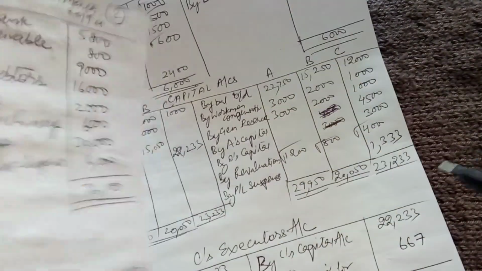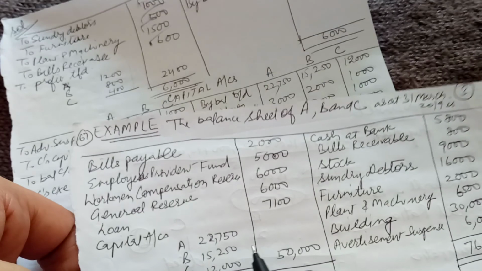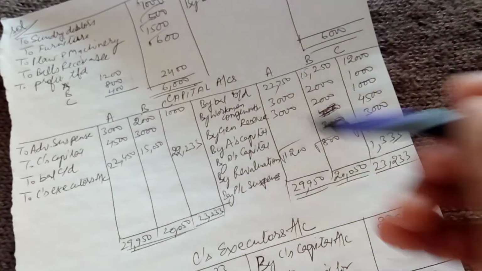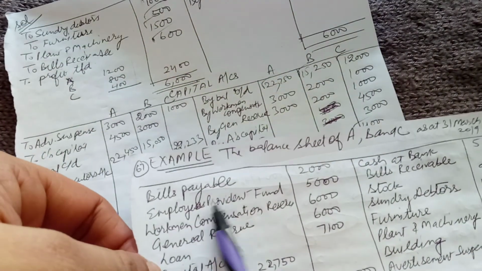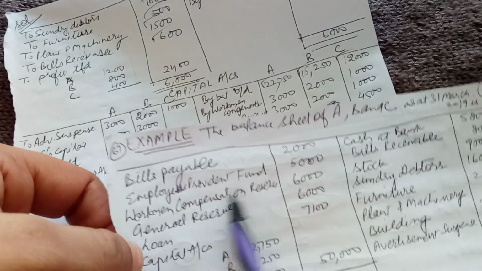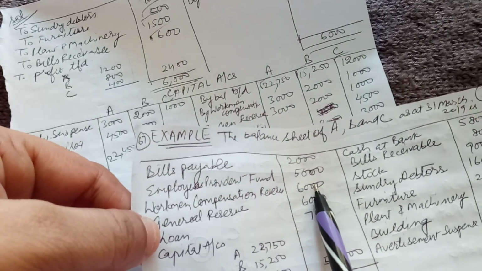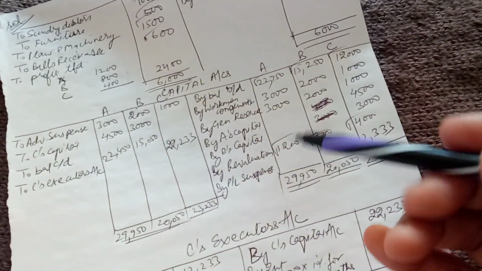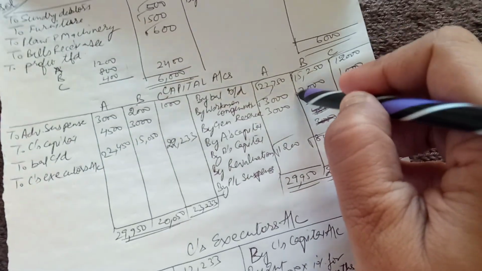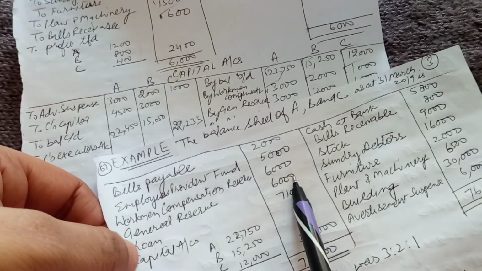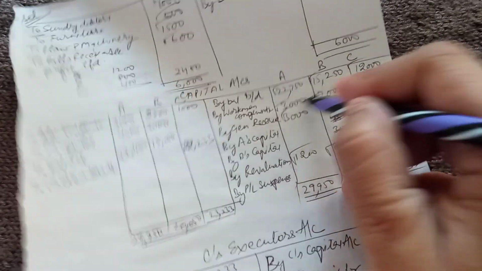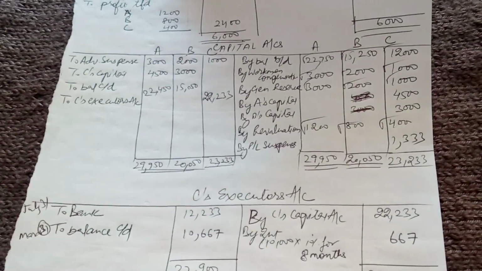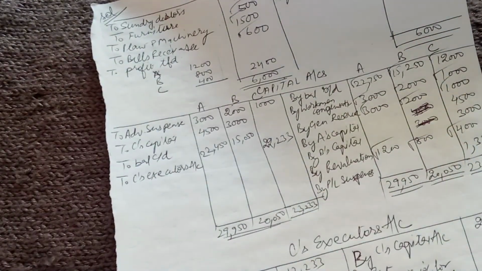The basic balances are 12,750, 15,250 and 12,000. These are the opening balances of the accounts. And then reserves: the bills payable will not be there, EPF we can't change, but the workmen's compensation reserve of 6,000 will be transferred to them in their profit sharing ratio. And then similarly the general reserve of 6,000 will be transferred to them in their profit sharing ratio. So these we will do. And now what will we do?